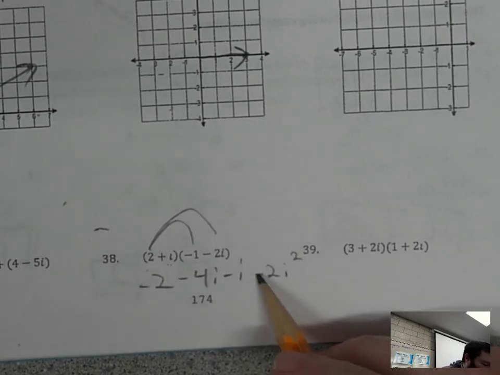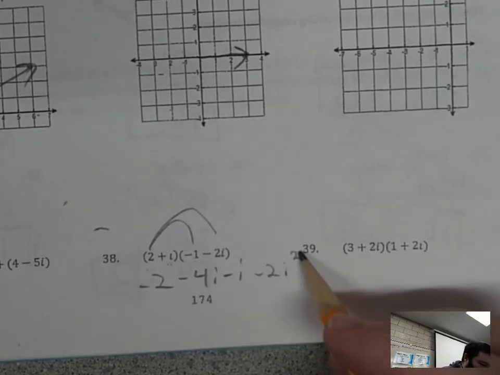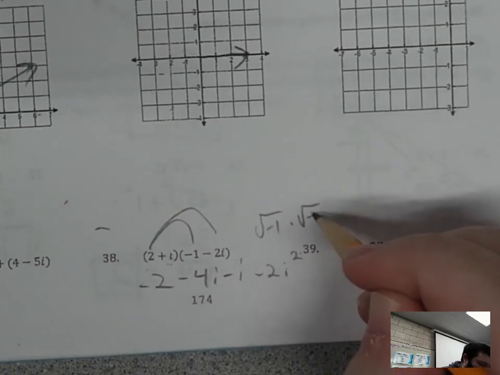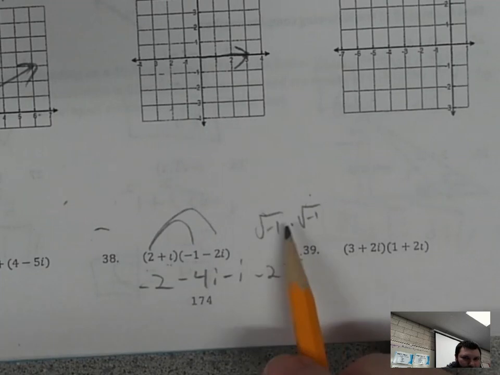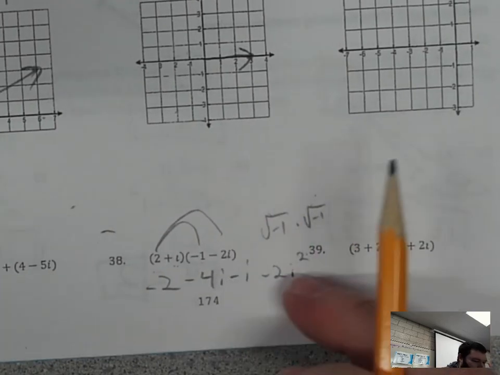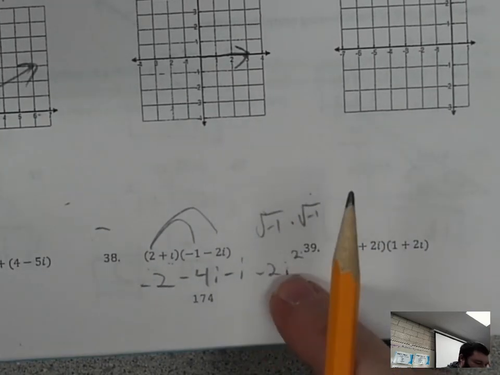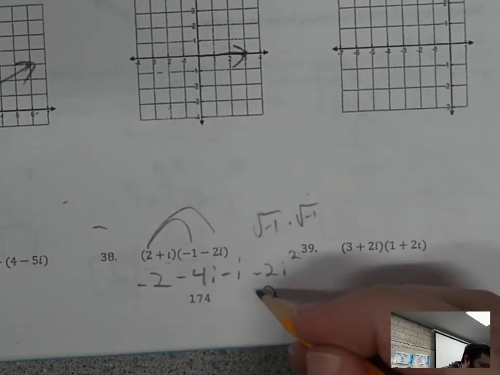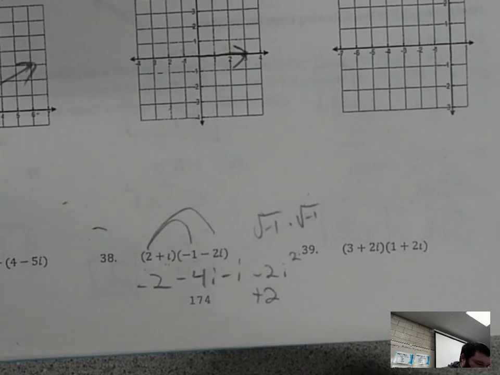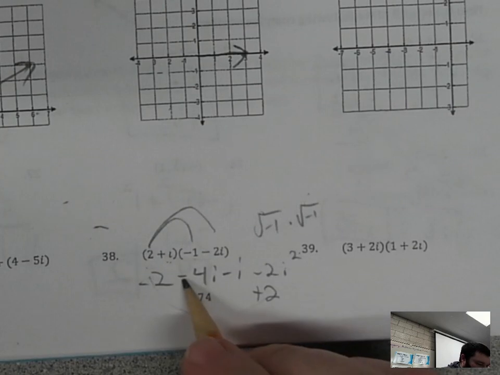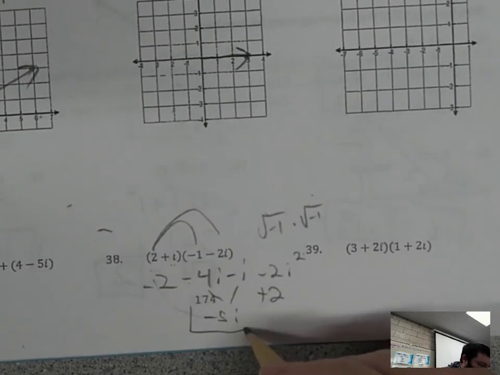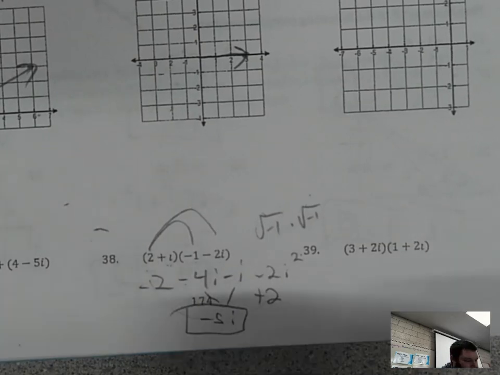Actually, let's just do it right now. So, negative 2, and then i squared would be like the square root of negative 1 times the square root of negative 1. When you multiply the square roots together, the square roots go away and you're left with negative 1. So this is like negative 2 times negative 1, which would just be 2. So when I combine these, that's just a positive 2 now. So when I combine my like terms, negative 2 and 2 go away. And I'm just left with negative 4i and negative i, which is negative 5i. And that's my answer. Okay?